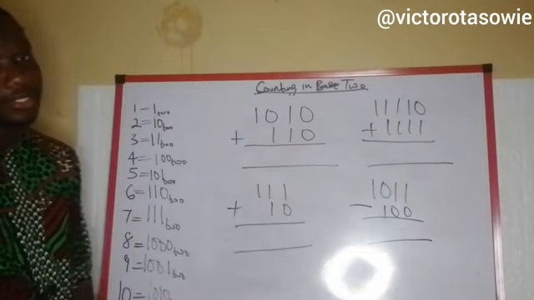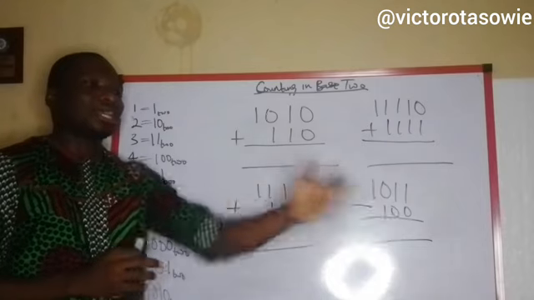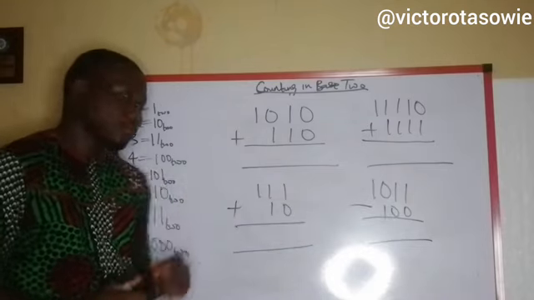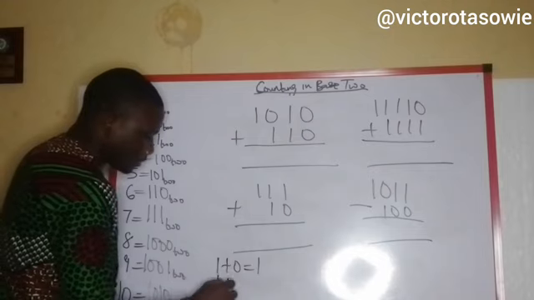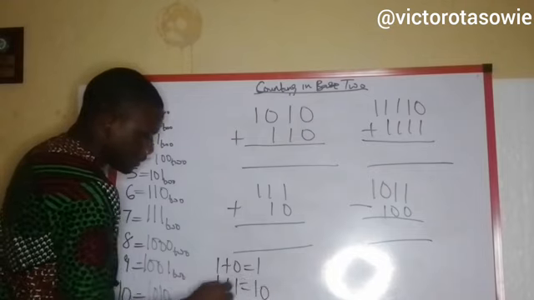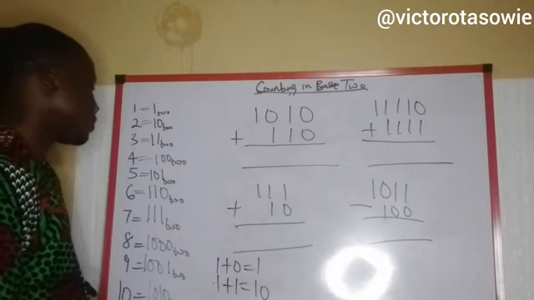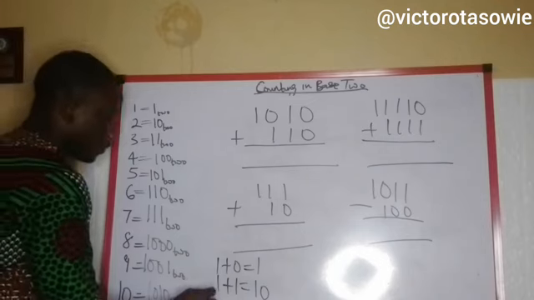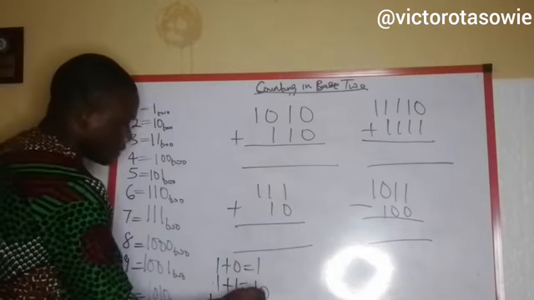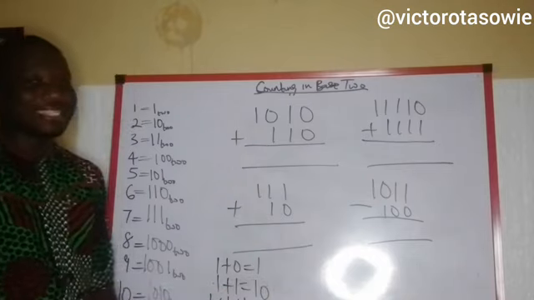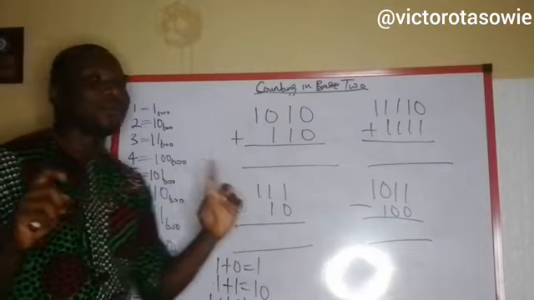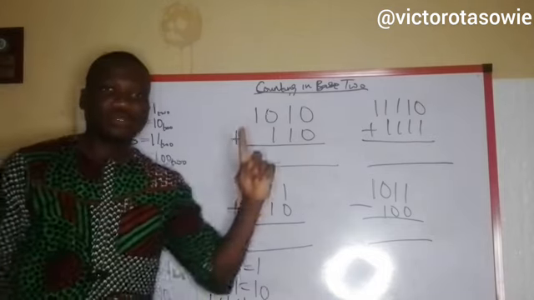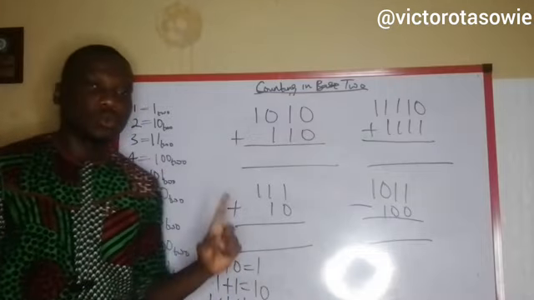So the first thing is, whenever you are adding 1 and 0, it gives you 1. So take note that 1 plus 0 will give you 1. 1 plus 1 will give you 10. Then 1 plus 1 plus 1 will give you 11. But take note that we are not saying that 1 plus 1 is ten; we are saying 1 plus 1 is 1, 0. 1 plus 1 plus 1 is 1, 1.